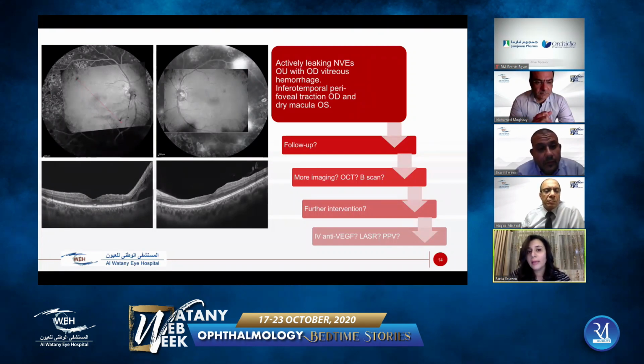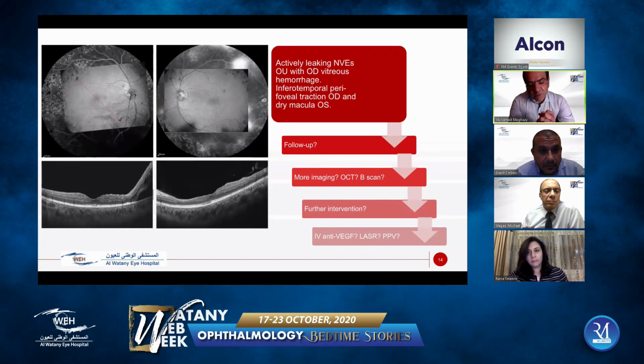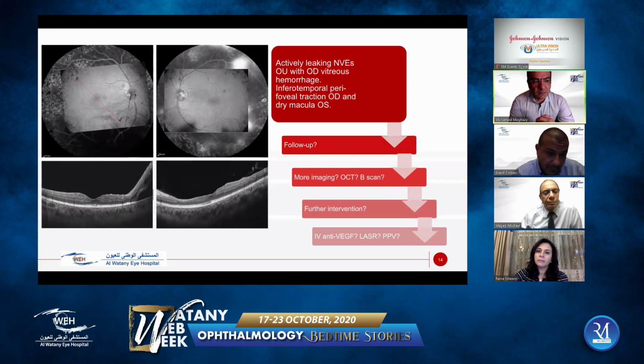Dr. Moghazi, can you assess how to manage this patient? Well, for me, at the beginning of this case, I said I would inject anti-VEGF, wait maybe a couple of weeks for the hemorrhage to go away, and then tighten the laser. But with this traction in the right eye, I would withhold injecting, and I will definitely not rush for surgery. I will tighten the PRP all around.